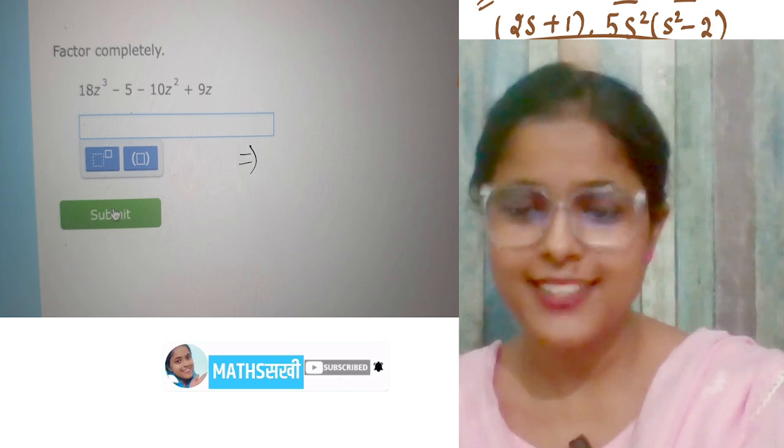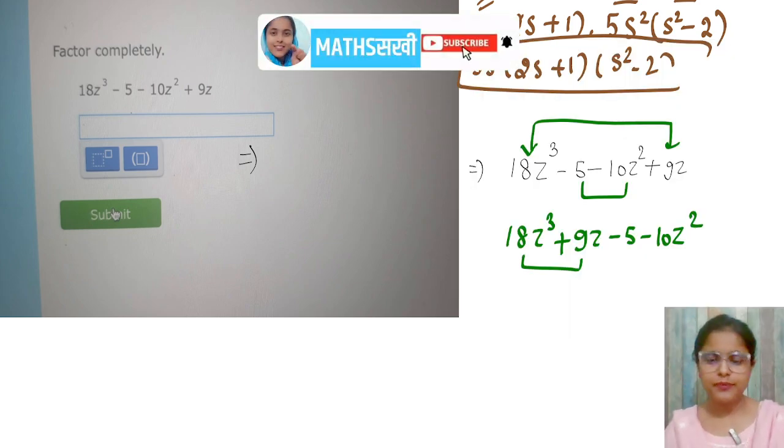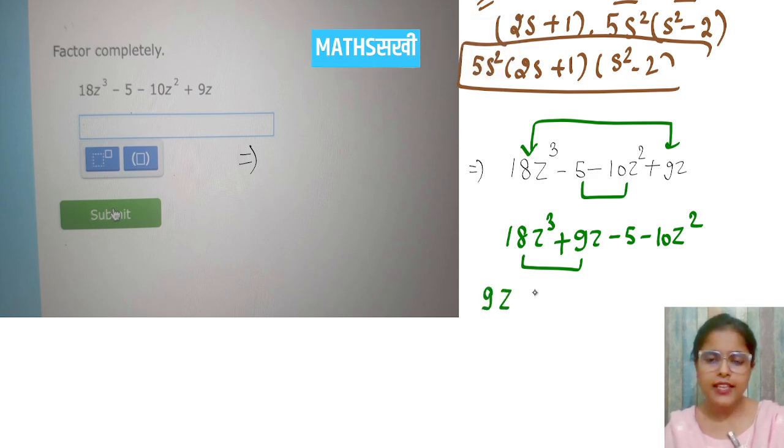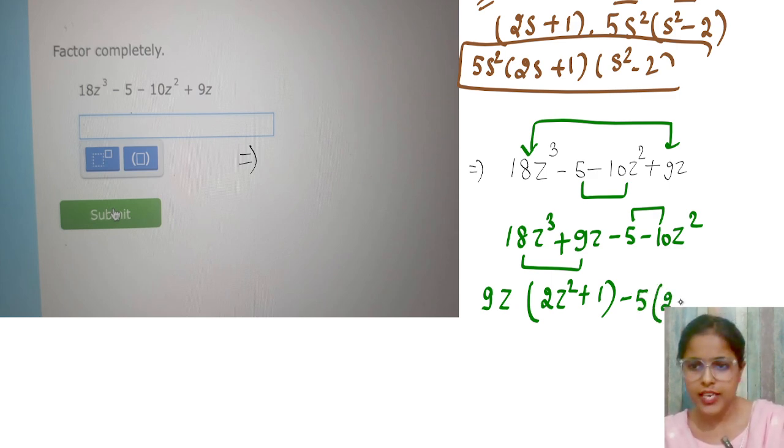I'm so sorry. This is z for you. Yes. So it is just z square now. Z square. So for 18, we are taking 9 and then z. Here we have 2z squared and then plus 1. What else can we take here? The common value is the negative. Okay. When you take negative 5 out, what do you get inside? First 1 and then plus 2z square.